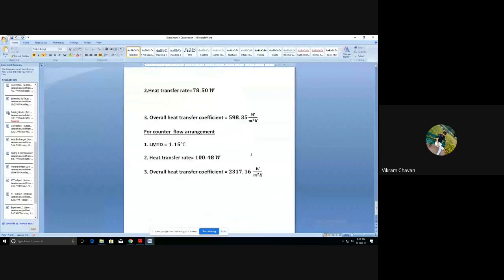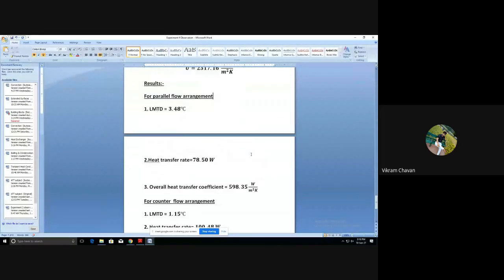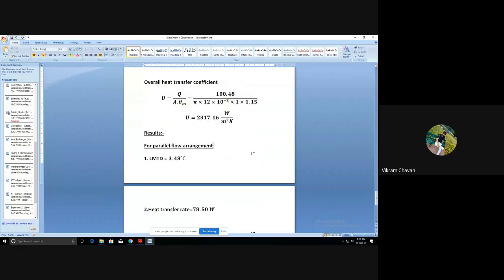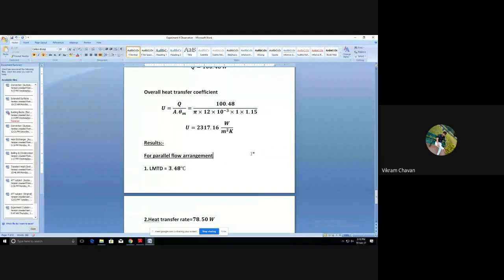And that's it about this particular parallel flow and counter flow arrangement of heat exchangers. I hope everyone understood how to perform the experiment and how to perform the calculations for parallel and counter flow arrangements. Here you can also calculate the effectiveness for the parallel flow arrangement and for the counter flow arrangement, by using the effectiveness formulas.